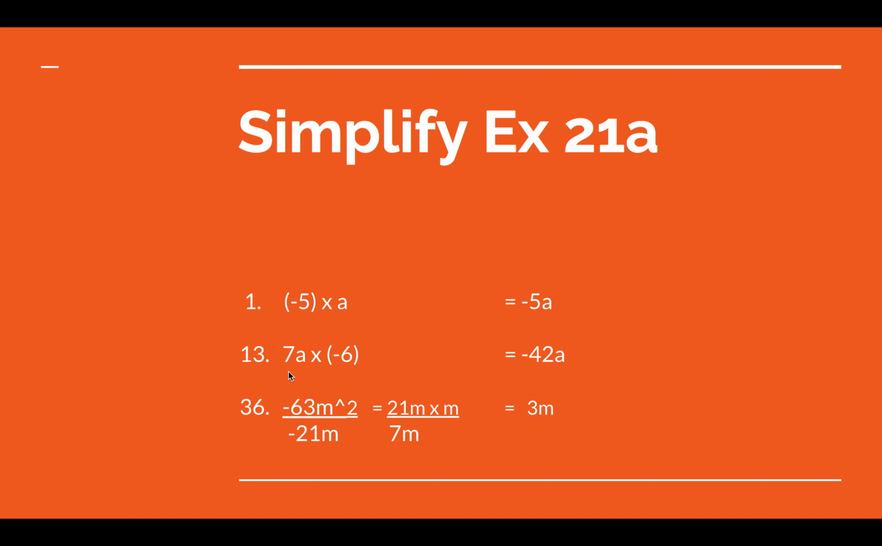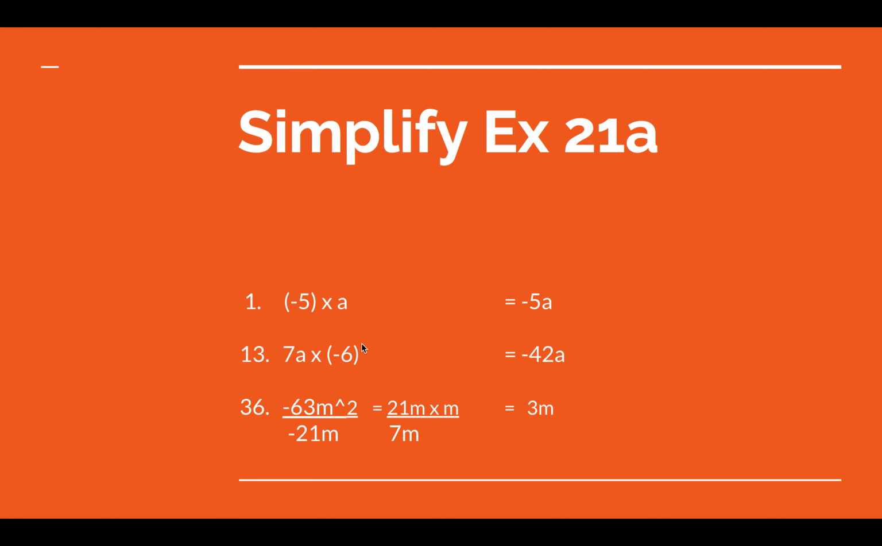Same applies to exercise 13. When we have 7a multiplied by minus 6 in brackets, you can see that we can remove these unnecessary brackets that we do not need. And we also know that when we multiply 7 by minus 6, we get minus 42. So we remove the unnecessary brackets, and we also simplify 7 multiplied by minus 6 to minus 42. So now we have one number. We do not have 7 and 6. And we can simply write this answer as minus 42a.